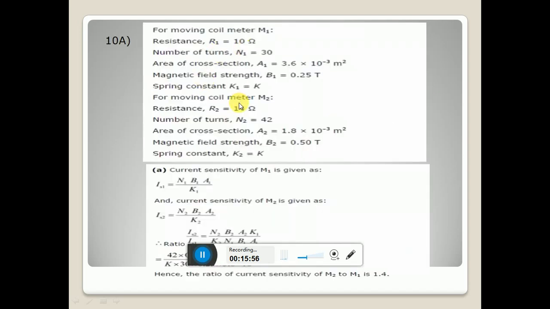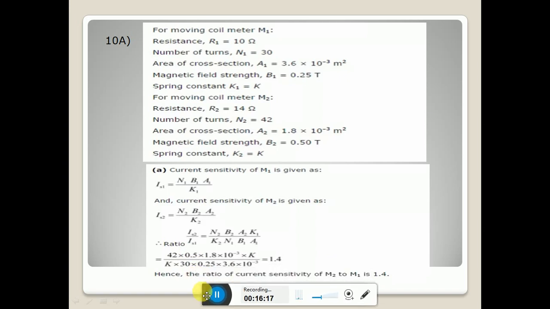These are the particulars given for this numerical for M1 as well as for M2. The current sensitivity of M1 is given by N1B1A1 by K1. The current sensitivity of M2 is N2B2A2 by K2. So the ratio of current sensitivity of 2 to current sensitivity of 1 is given by this equation.